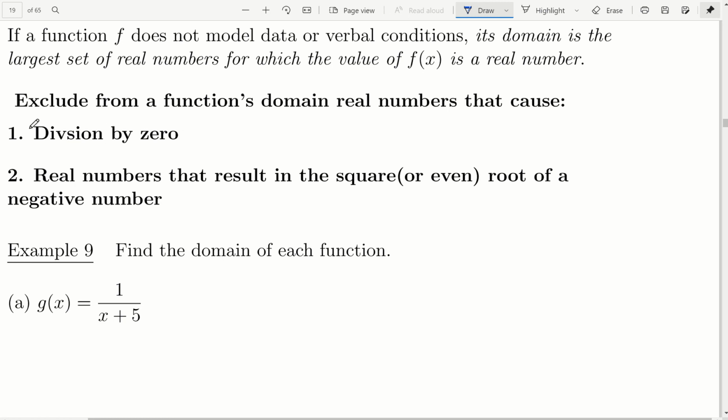So we need to make sure that if we have any fractions or any situations that result in division by 0, those values of x will not be included in the domain. The other thing that we will be looking at right now is if we have any square roots or even roots, so square roots, fourth roots, sixth roots, etc., we can only take an even root of a non-negative number if n is even. So if you have a square root, fourth root, etc., we need to make sure that the quantity under that radical is greater than or equal to 0 in order to evaluate it as a real number.